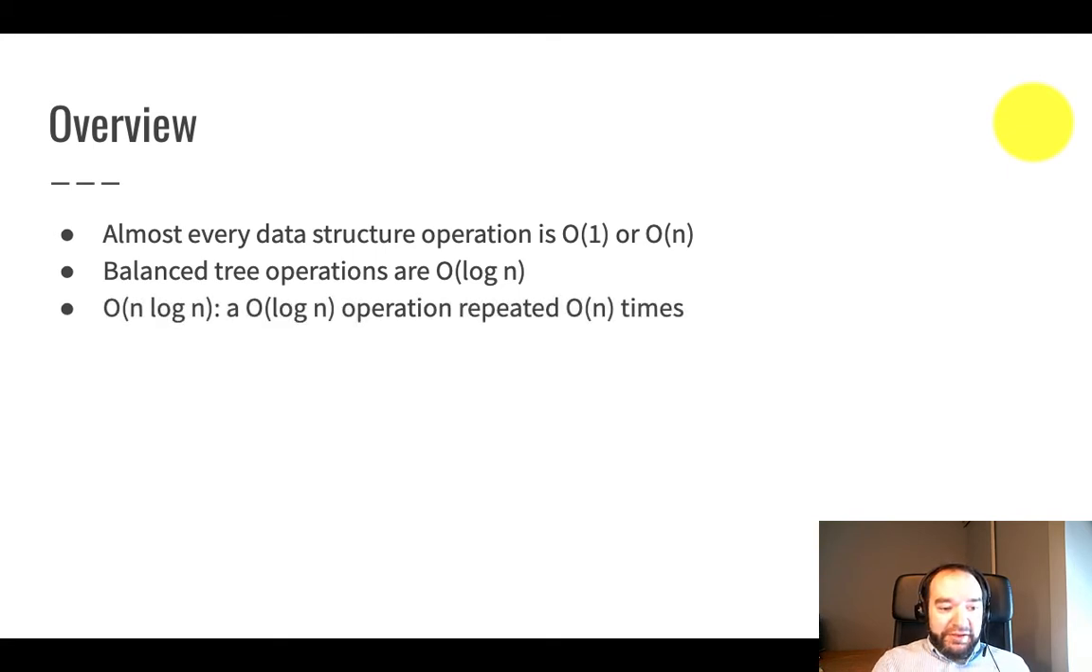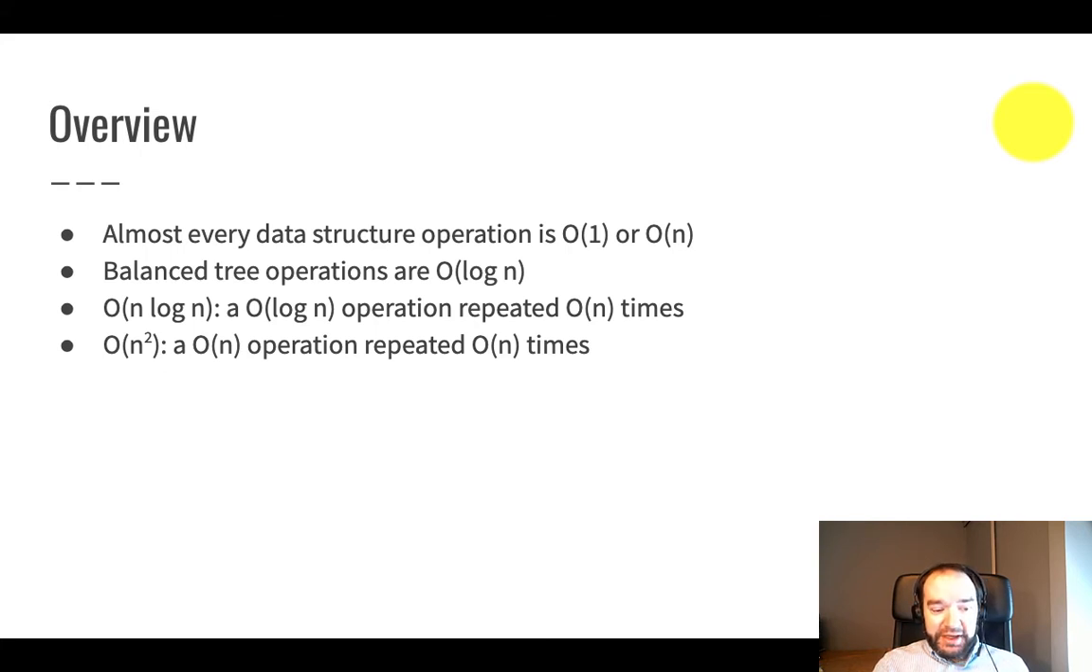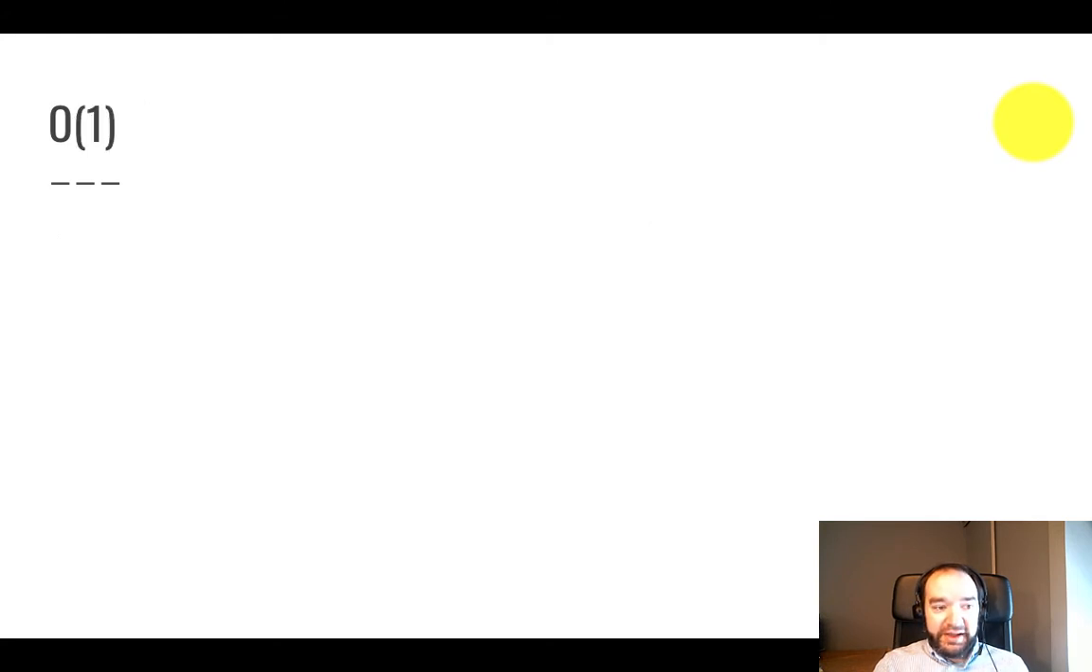Big O of n log n is derived from log n. It's just a big O of log n operation repeated a linear number of times. Similarly, big O n squared comes from a big O of n operation repeated big O of n times. And that's the only non-scalable class on the list again. Now we're going to go through each of those five in a little bit more detail. First, big O of 1.